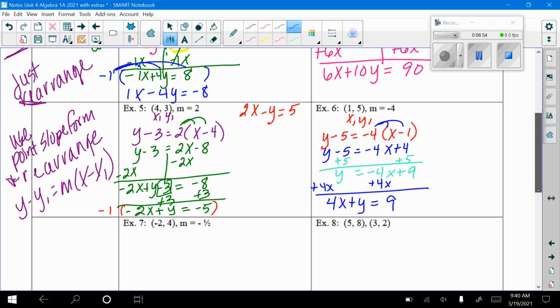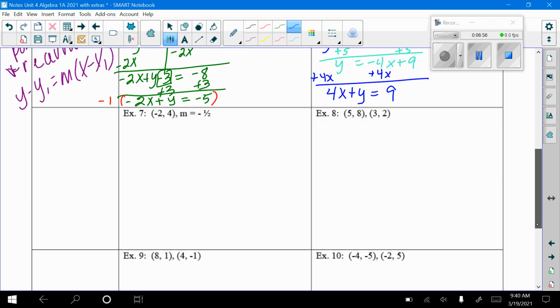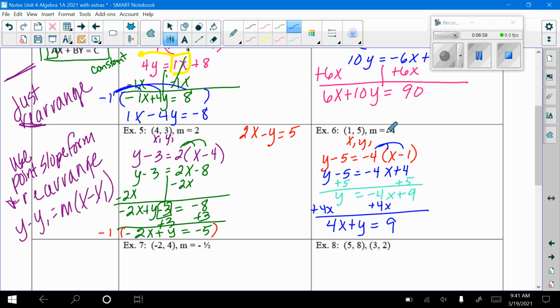We have one more like that, and then I'm going to bump it up a notch again. So then we'll have to do the whole find slope, pick a point, plug it in.